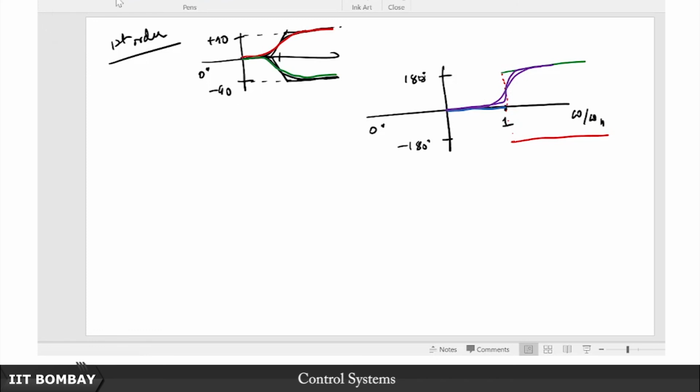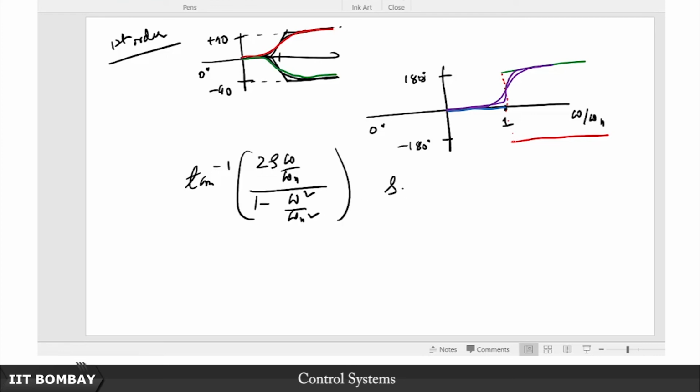So let me get rid of that. Now the question I am trying to raise is, how is this shape going to change? And again, for this, we need to focus our attention on this phase function, which is 2 zeta omega upon omega n divided by 1 minus omega squared upon omega n squared.